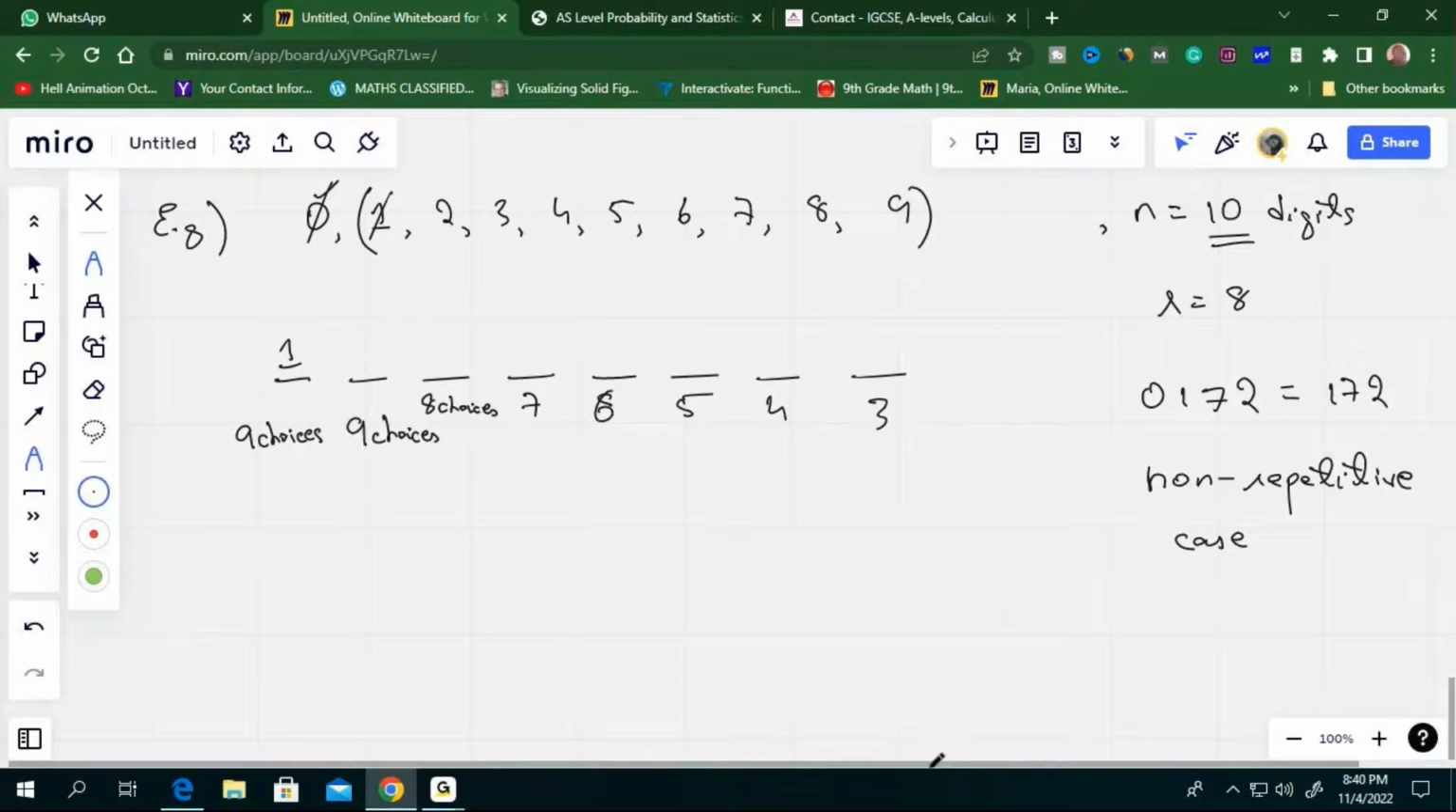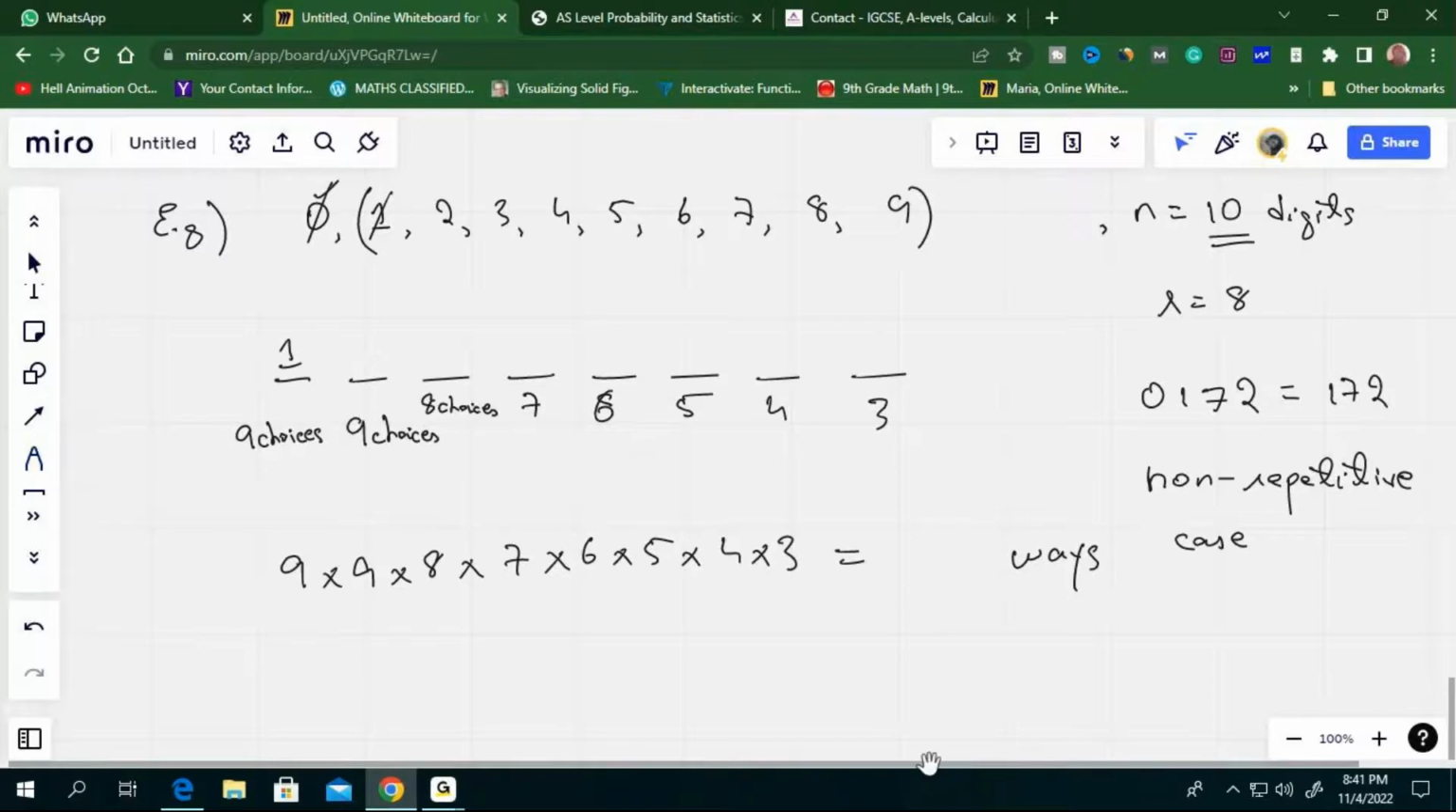So in how many ways can you organize numbers involving 8 digits in a non-repetitive order? 9 into 9 into 8 into 7 into 6 into 5 into 4 into 3. Whatever value the calculator gives you, you're going to write that as the number of ways you can organize a number involving 8 digits.